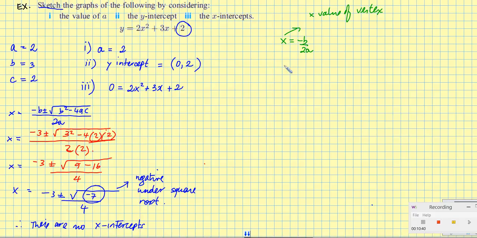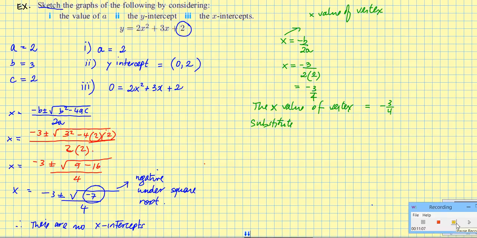Okay, so I say x is equal to negative 3 divided by 2 times 2, and that ends up giving me negative 3/4. So I know that the x value of the vertex equals negative 3/4. So we take the value of the x of the vertex and we substitute it into the given equation. So substitute into y equals 2x squared plus 3x plus 2.